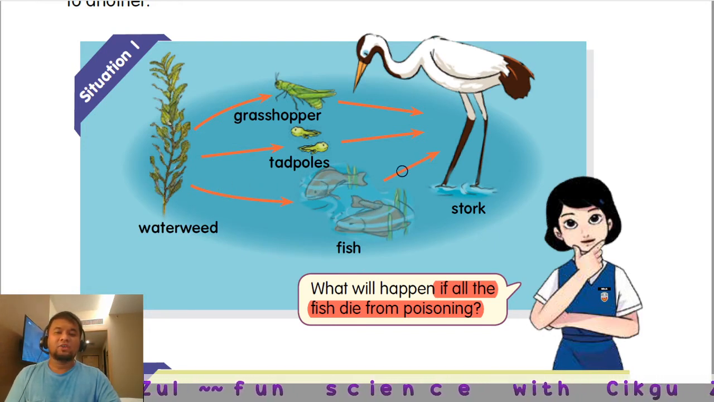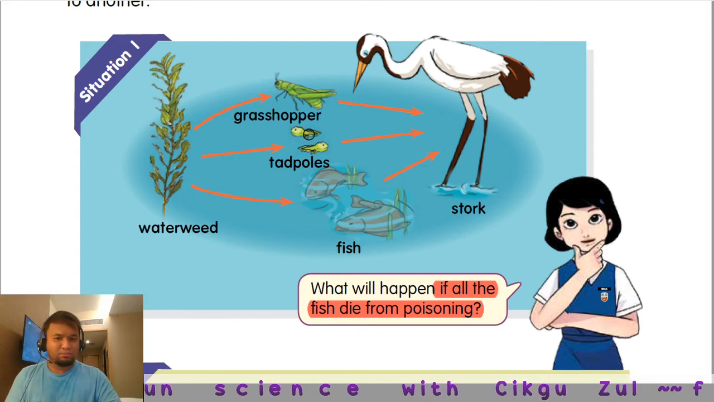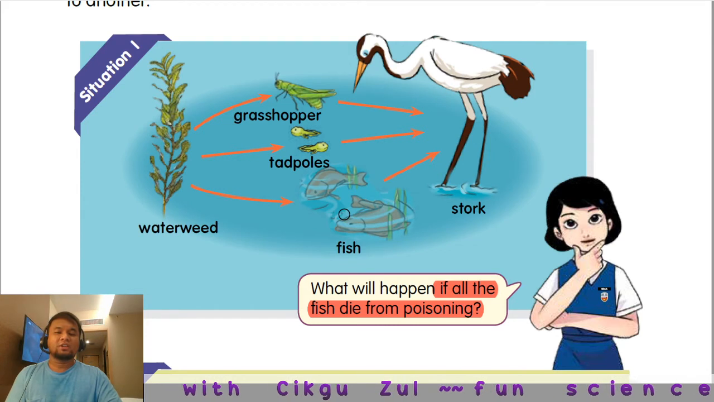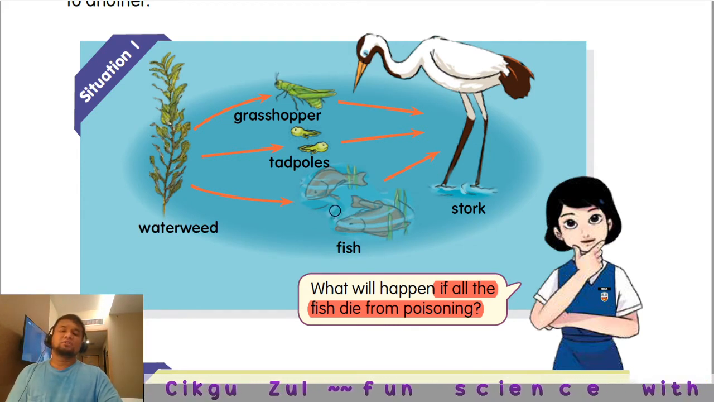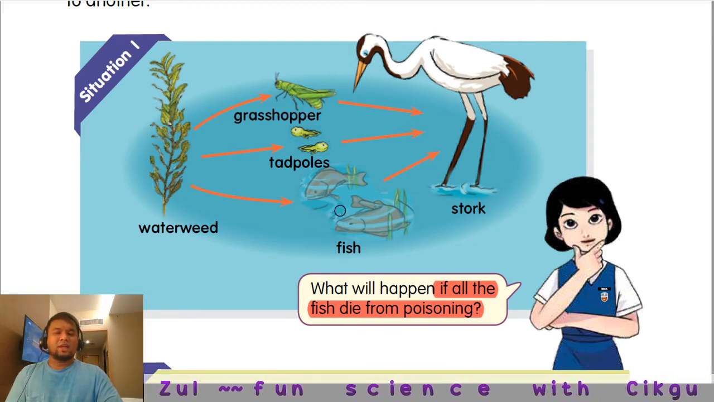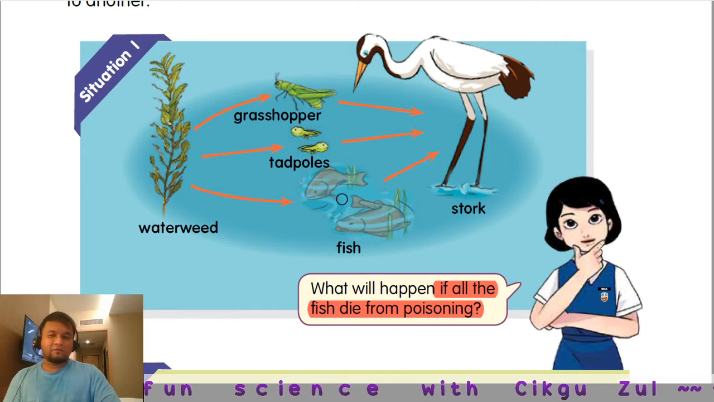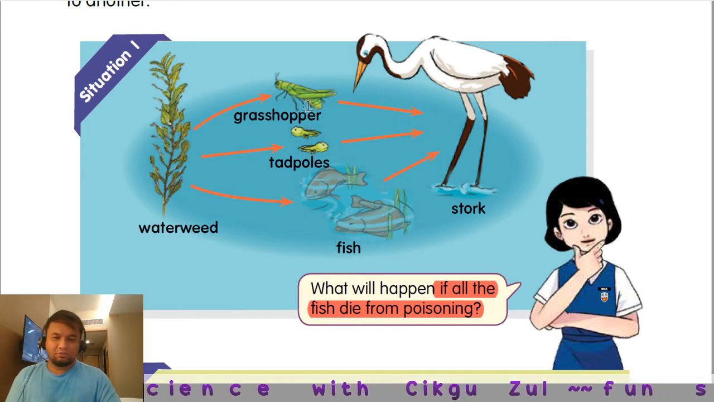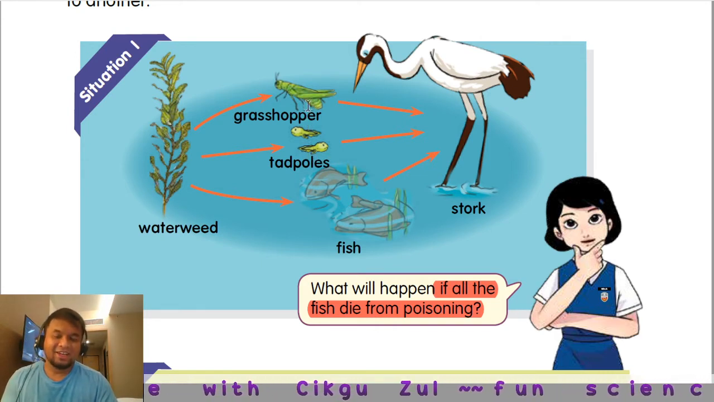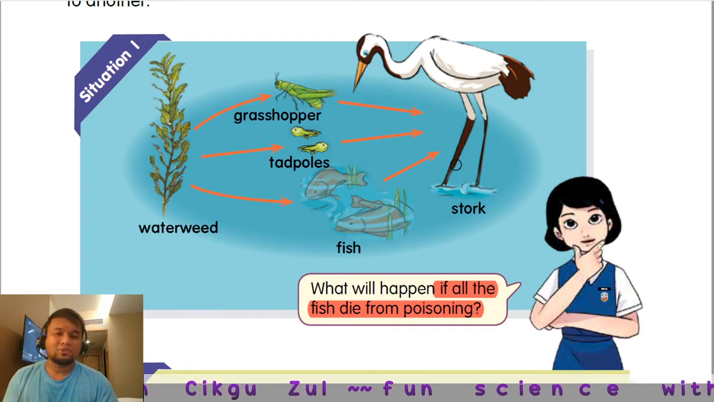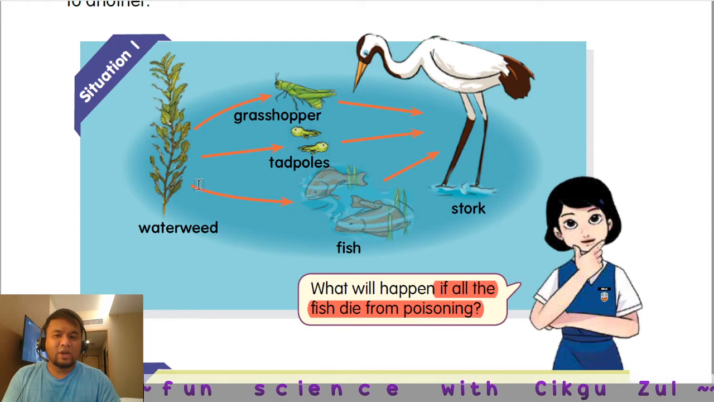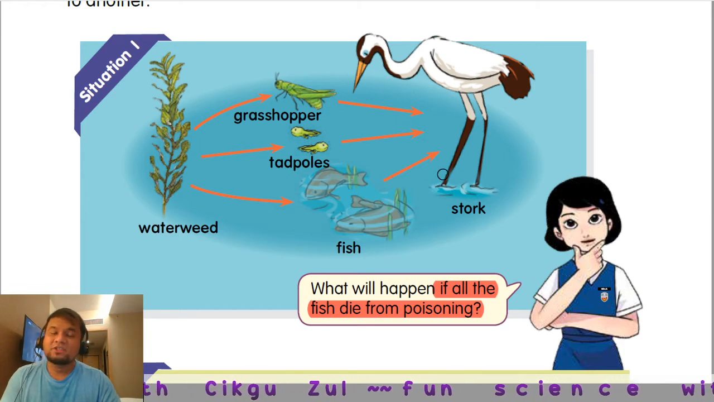Sekarang ni kita tengok arrow ni, ikan ni tak makan tadpole. Ikan pun tak makan grasshopper. So, kalau ikan tu mati ataupun ikan tu bertambah ke berkurang, it will not affect the tadpoles and grasshopper. Okay, got it? But stock is affected because in this situation, the stock eats the fish. The fish eaten by stock.